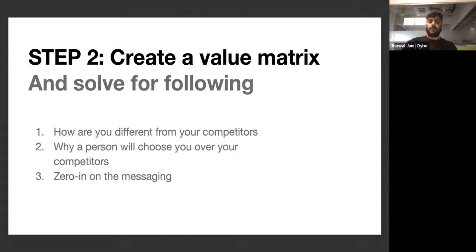Coming down to step two, create a value matrix. A value matrix is similar to a competitor analysis. How it's different is that you talk about values instead of talking about simply pricing, etc. Through a value matrix, what you will be able to solve is, one, you will know how you are different from your competitors, right? Two, what person in a specific market, what category of person, will choose you over your competitor? And third, through this value matrix, it will be a lot easier for you to zero in on the messaging. What is the message that you want to send across? It will be easy for you to understand. If you understand the value matrix, it's easy to come up with a message that caters to that segment of the audience.